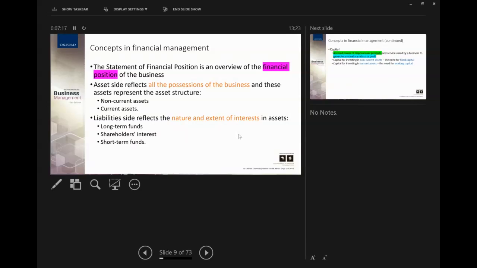Right. So, concepts in financial management. We're all familiar with the statement of financial position, in other words, your balance sheet. Here they're just highlighting that the key aspects reflected on our balance sheet are assets and liabilities. They're basically saying assets is everything that the business owns, all the possessions of the business. And for the most part, that is true. And we know we have non-current and current assets.